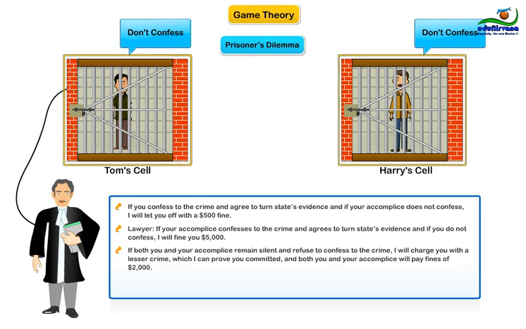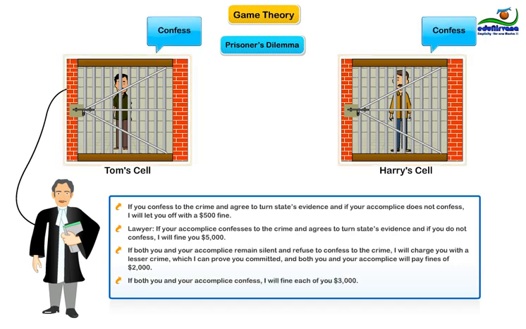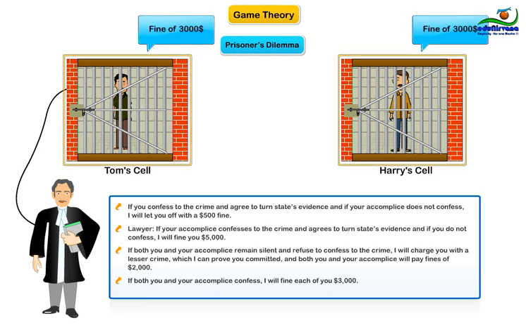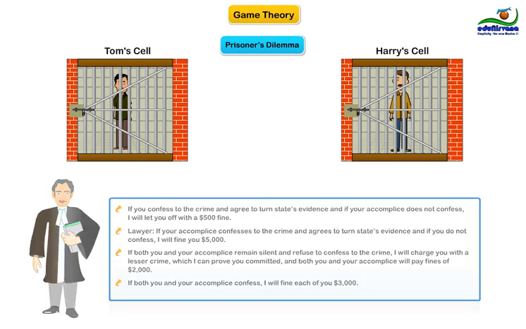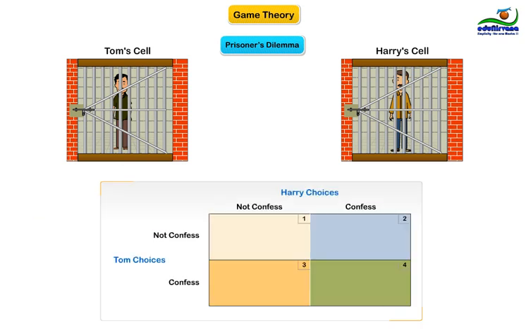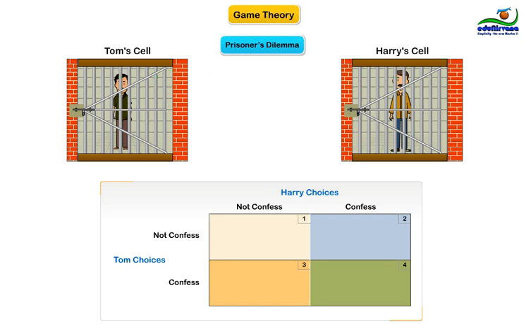If both you and your accomplice remain silent and refuse to confess to the crime, I will charge you with a lesser crime which I can prove you committed, and both you and your accomplice will pay fines of $2,000 each. If both you and your accomplice confess, I will fine each of you $3,000. Let's now analyze the options and consequences. Each man has two choices: confess or not to confess, as shown in the exhibit.